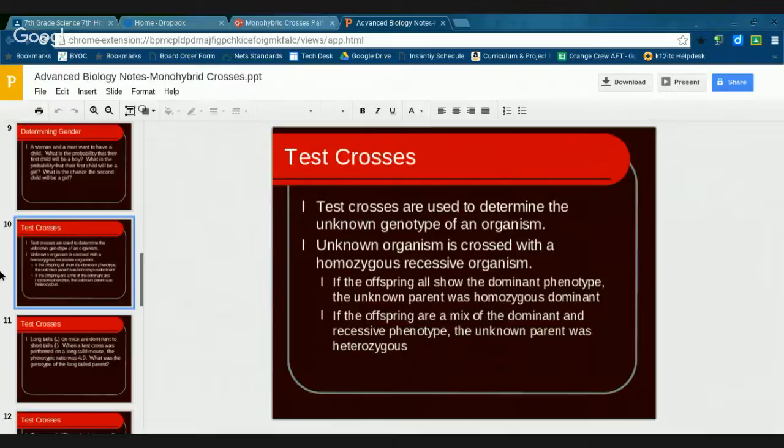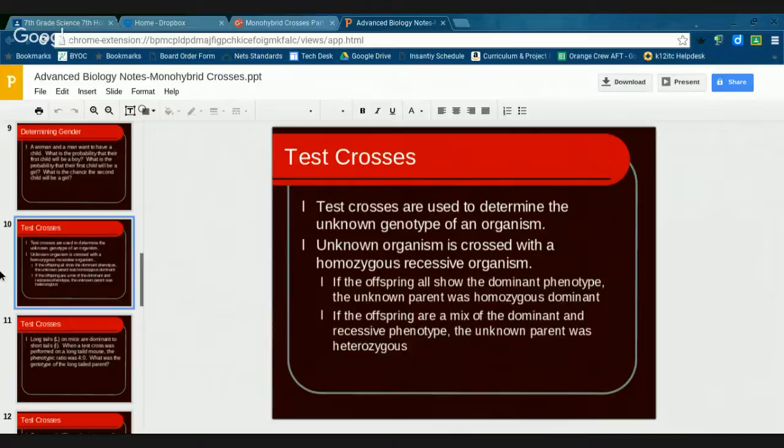So depending on what the results are, you can then figure out whether or not the parent was homozygous dominant or heterozygous. Obviously, if the parent is homozygous recessive, you know what their genotype is. They have to have both recessive alleles. But you wouldn't necessarily know if an organism that's showing the dominant phenotype was homozygous dominant or heterozygous just by looking at it. So that's why we do these test crosses.